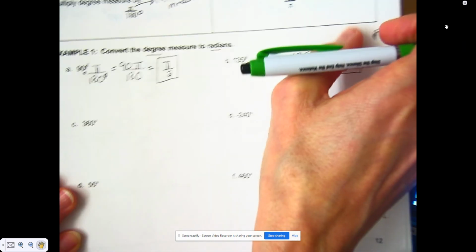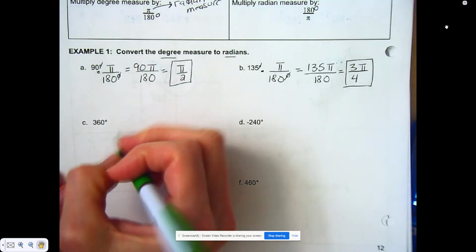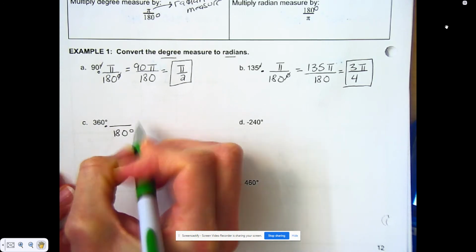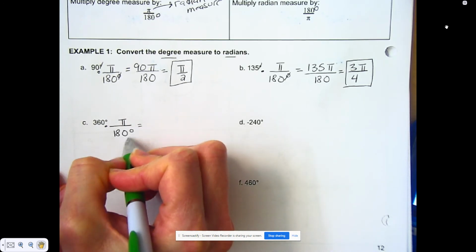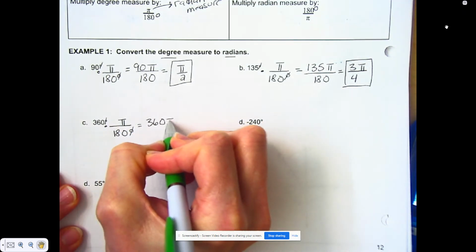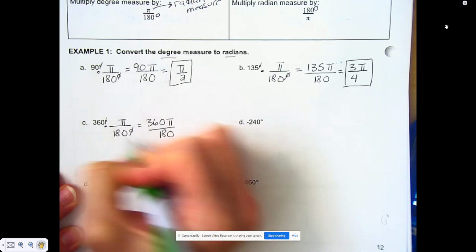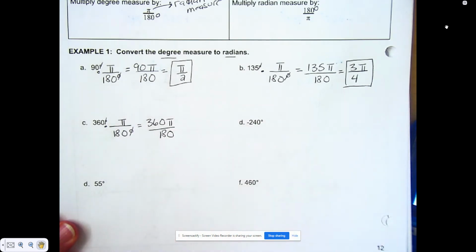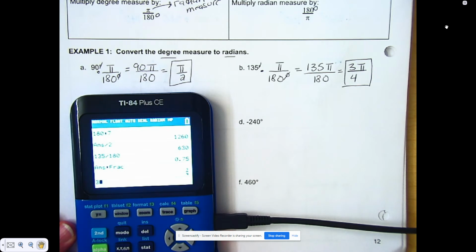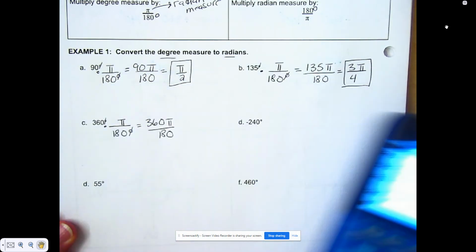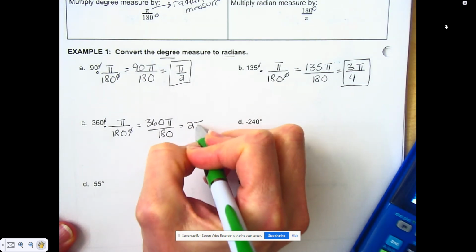All right, 360 degrees, that's all the way around the circle. That's also kind of an important one. So degrees on the bottom, because I want that gone. Radians on the top. Degree, degree, those cancel. So I'm left with 360 pi over 180. No degrees, because those canceled. Well, 360 divided by 180 is 2. So this is 2 pi.